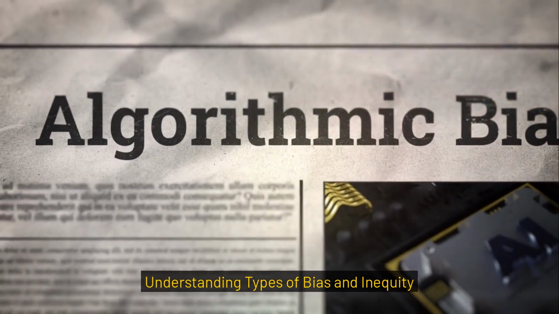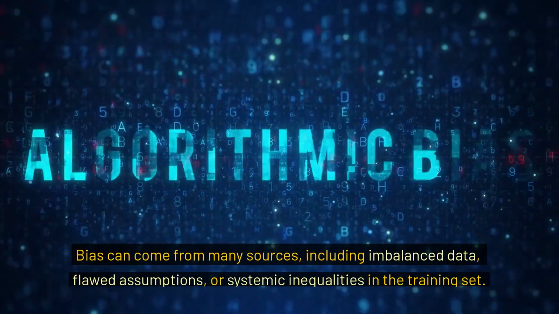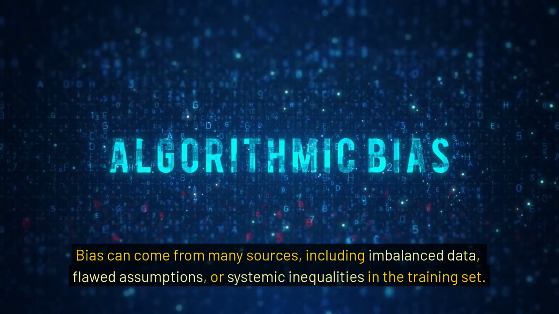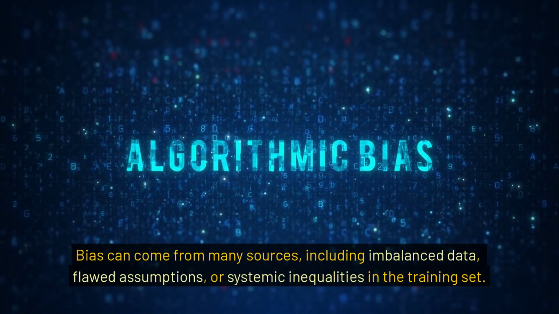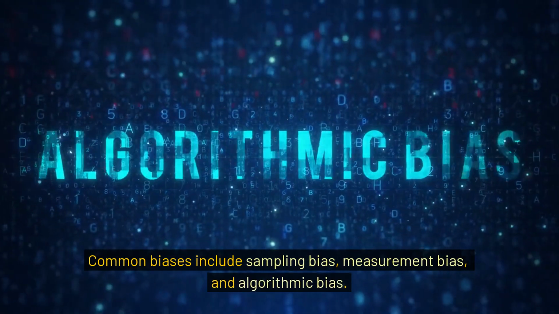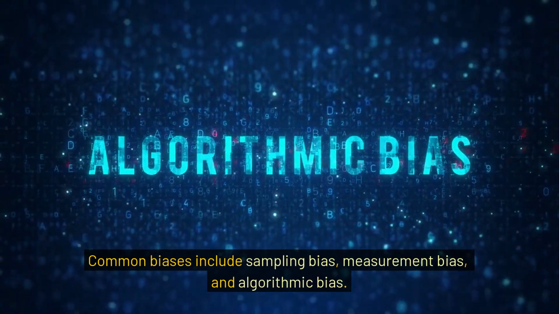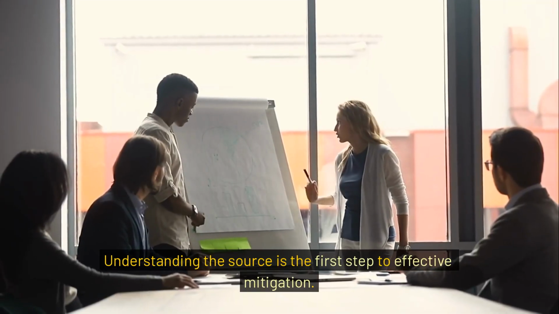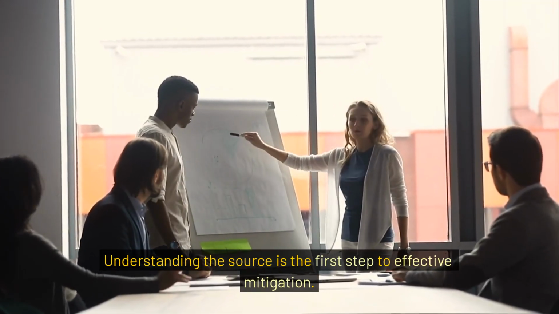Understanding types of bias and inequity. Bias can come from many sources, including imbalanced data, flawed assumptions, or systemic inequalities in the training set. Common biases include sampling bias, measurement bias, and algorithmic bias. Understanding the source is the first step to effective mitigation.